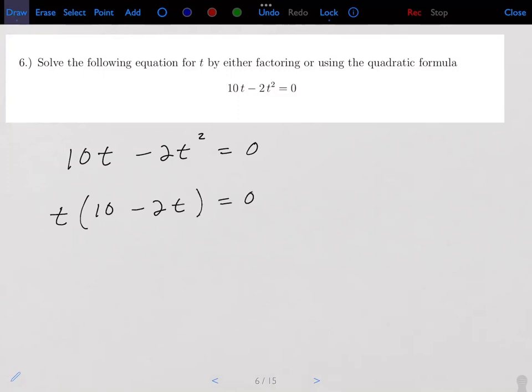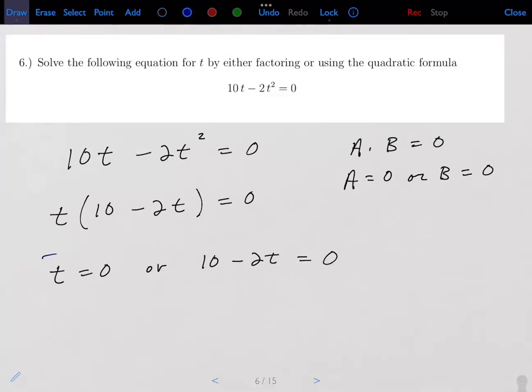And now we have this situation where we have an expression, say a, times another expression, b, is equal to 0. So either a is equal to 0 or b is equal to 0. So in this case, either t, that first expression, is equal to 0, or 10 minus 2t is equal to 0. The first case is already done for us. One solution is t equals 0. If t equals 0, then that whole expression is equal to 0. If you go back to the original equation and plug in 0 here, you get 0 minus 0 equals 0. So that's true.